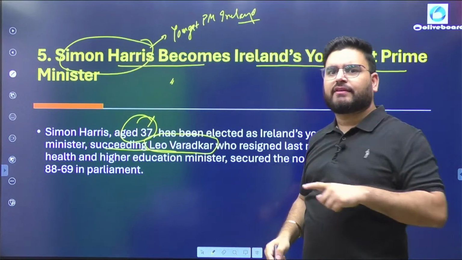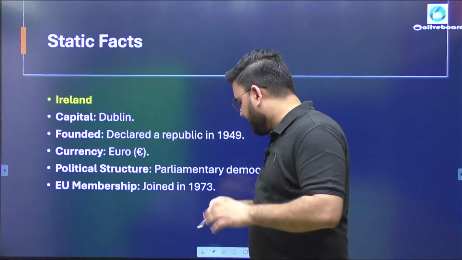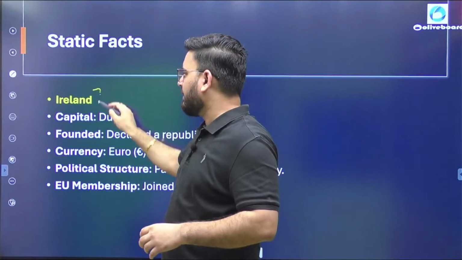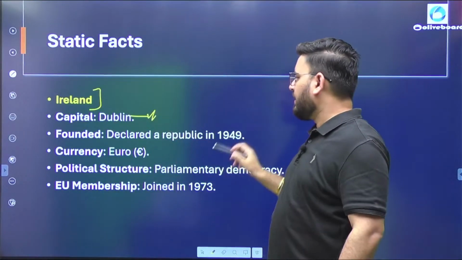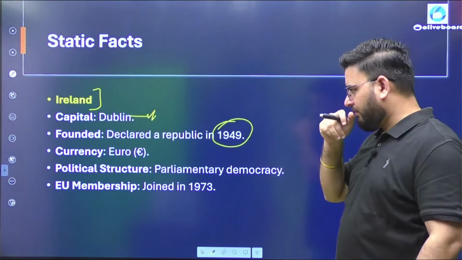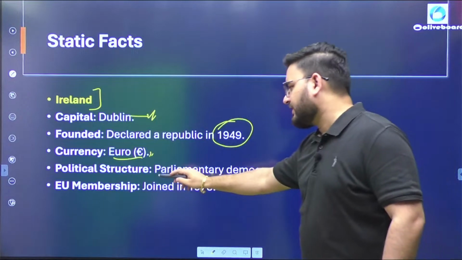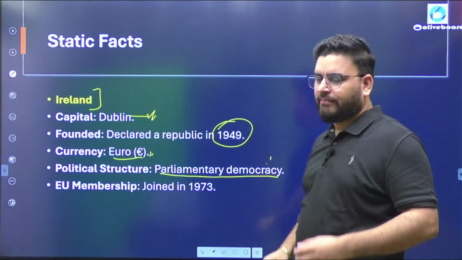Now, how to connect with the static? Read about Ireland. Let's see what is an important thing about Ireland. Capital is Dublin. The Irish Revolution was there. Currency is the Euro, and the political structure is a parliamentary democracy.